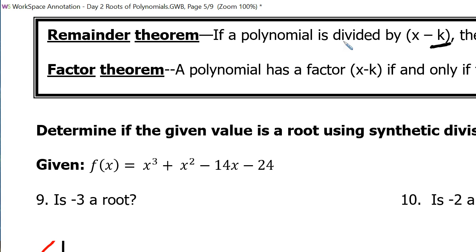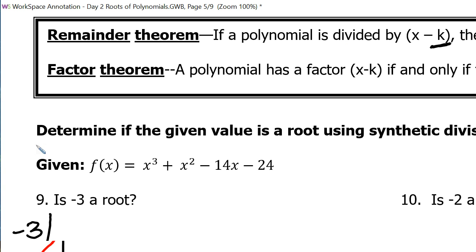So for this next step, it says determine if a given value is a root using synthetic division, and your answer just needs to be yes or no. So yes, it is a root, or no, it's not. We're given the polynomial f of x equals x cubed plus x squared minus 14x minus 24. They wanted to test, is negative 3 a root? So negative 3 is the number that we're going to test.